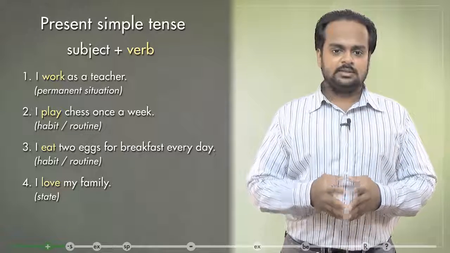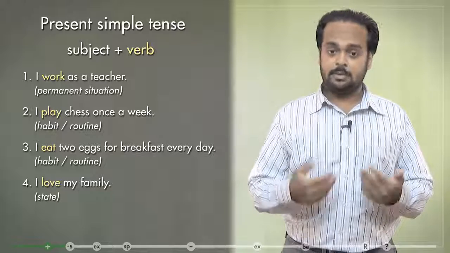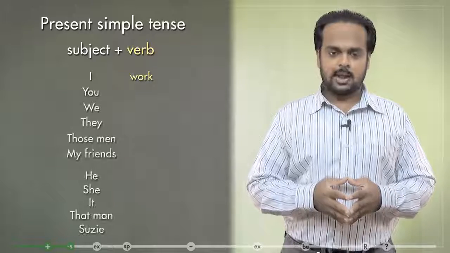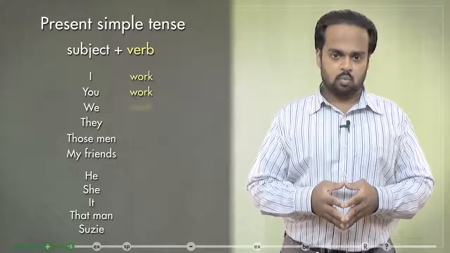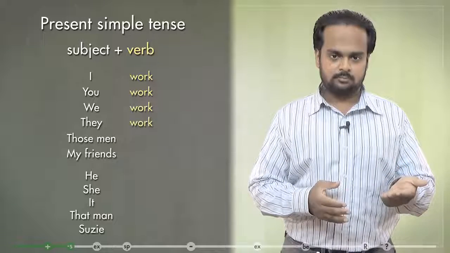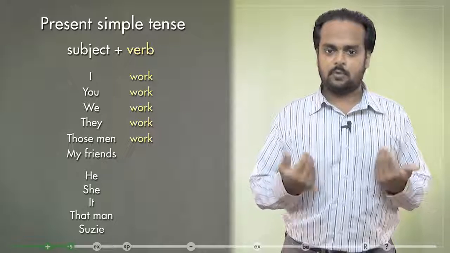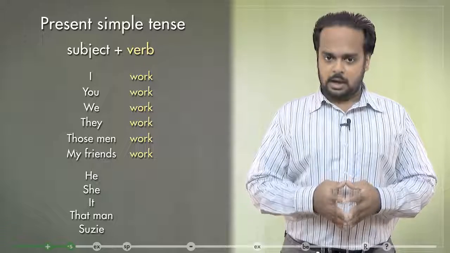Now, of course, it's easy to make these sentences with I as the subject. What about other subjects? Well, let's take the verb work and try out some other subjects. You work. We work. They work. What about those men? Those men work. My friends work. These subjects are just like I.